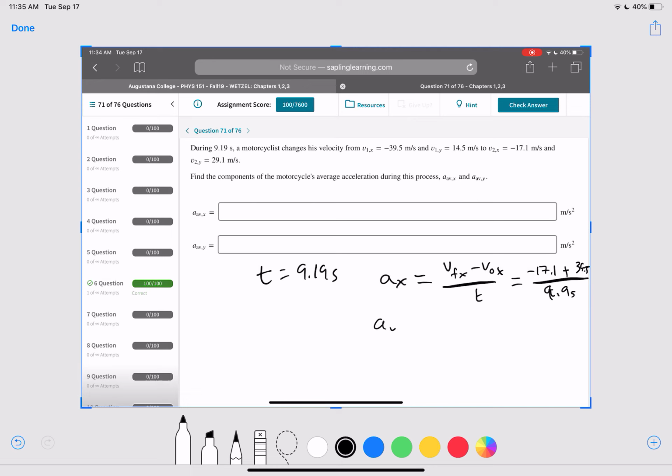Do that. Then a y is equal to v final y minus v initial y over t. Where's the v final y? 29.1 meters per second minus 14.5 meters per second, and so on. Okay.